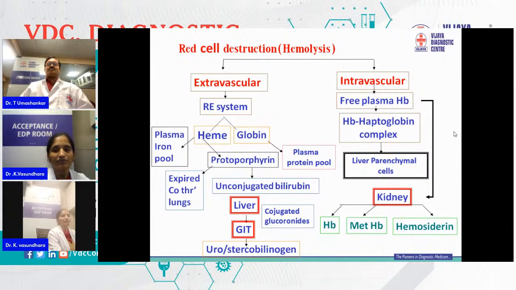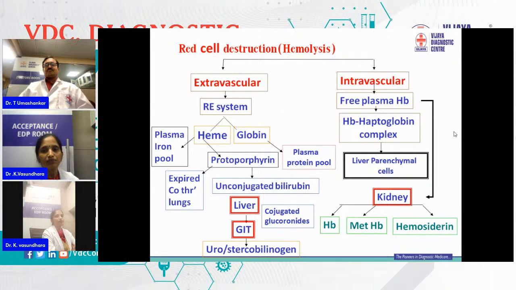In intravascular hemolysis, the free plasma hemoglobin released in the blood conjugates with the haptoglobin, and this hemoglobin-haptoglobin complex is metabolized in the liver and excreted as hemoglobinuria. A part of this hemoglobin is absorbed by the renal tubular cells and converted into hemosiderin, and the hemosiderin is deposited in the tubular cells or released into the urine as hemosiderinuria. A small fraction of the hemoglobin gets converted into methemoglobin.